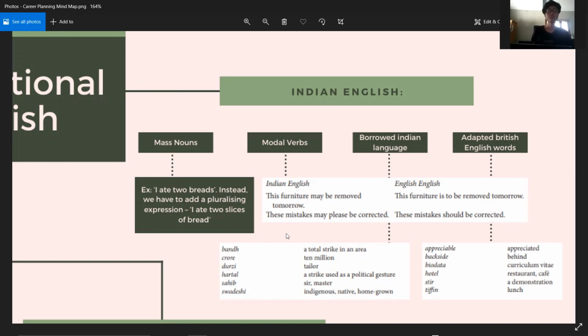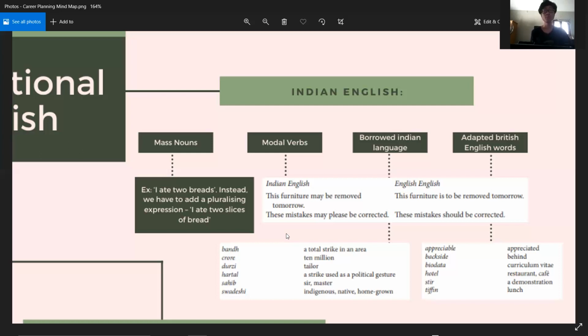Okay, we move on to the next point here. We have borrowings from Indian languages. Indian English has also borrowed from other Indian languages. For example, as we can see here, there is bandh, which means a total strike in an area, crore, which means 10 million in English, and darzi, which means tailor in English, and so on.